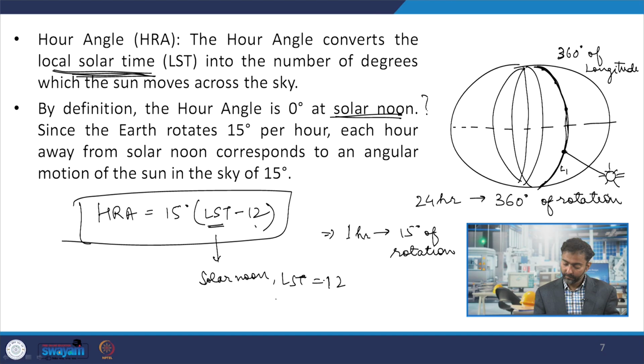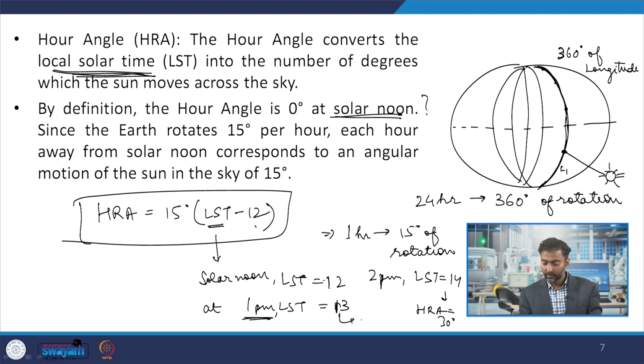When your local solar time is 1 PM, LST will be 13, and this 1 PM is the solar time we are talking about. At 13 it will be 15 degrees HRA. At 2 PM solar time, LST becomes 14 and the corresponding HRA becomes 30 degrees. So that is how we calculate the hour angle.